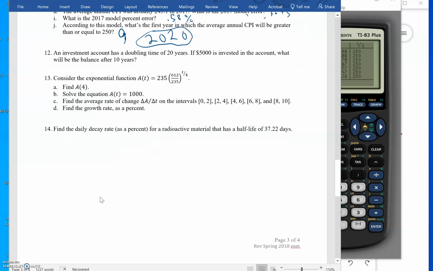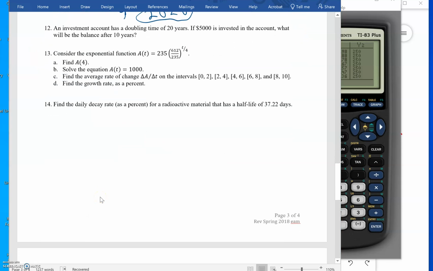All right, let's look at number 12. An investment account has a doubling time of 20 years. If $5,000 is invested in the account, what will be the balance after 10 years? So we're going to have to get the model before we can find the balance. Now, in order to write the model, what we are given is an initial amount and a doubling time. So this is sort of analogous to the half-life situation. We're not given a rate, we're given a doubling time.